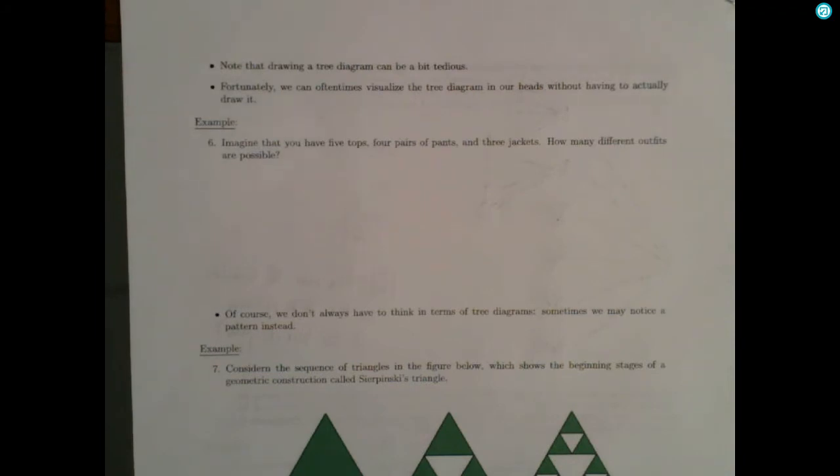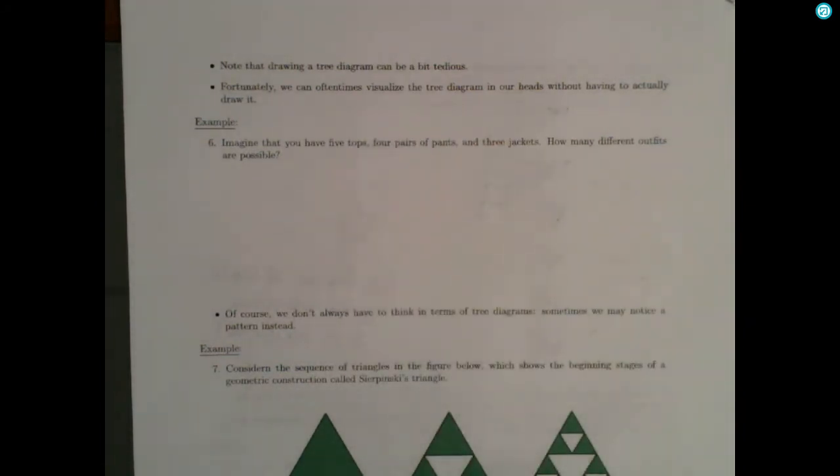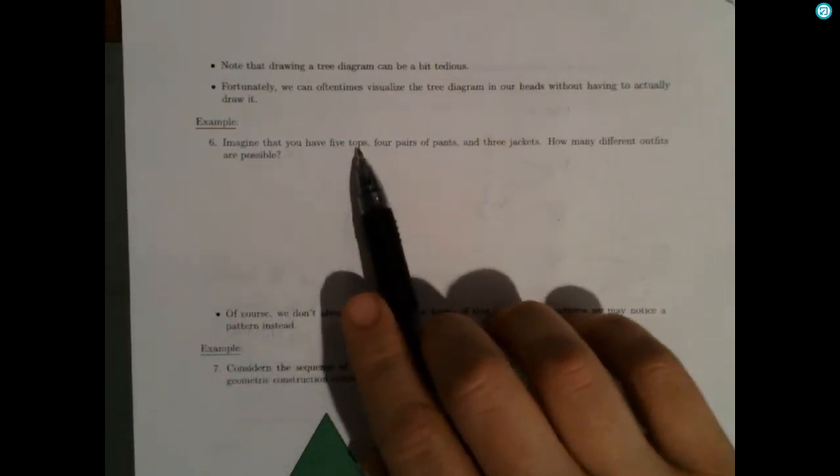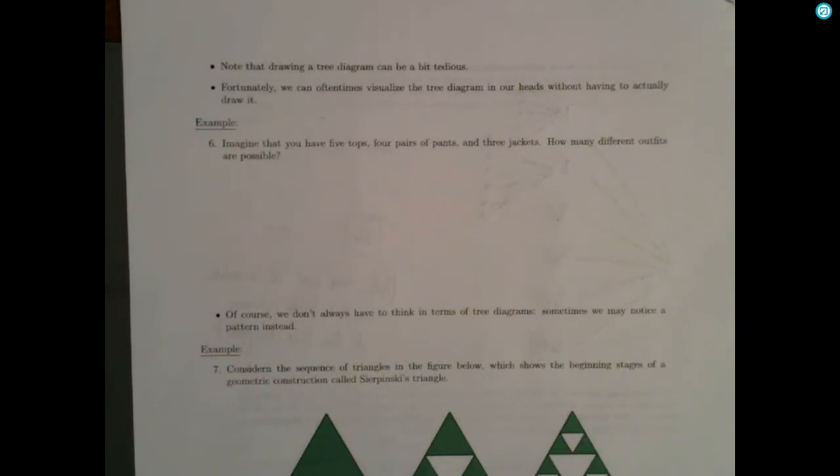So you may notice that drawing these tree diagrams can be a little bit tedious. Fortunately, we can sometimes just visualize the tree diagram in our heads without actually having to draw it. Okay? So let me give you an example of that and kind of talk you through my thought process. So imagine that you have 5 tops, 4 pairs of pants, and 3 jackets. How many different outfits are possible, right? Assuming that everything matches, how many different outfits are possible?